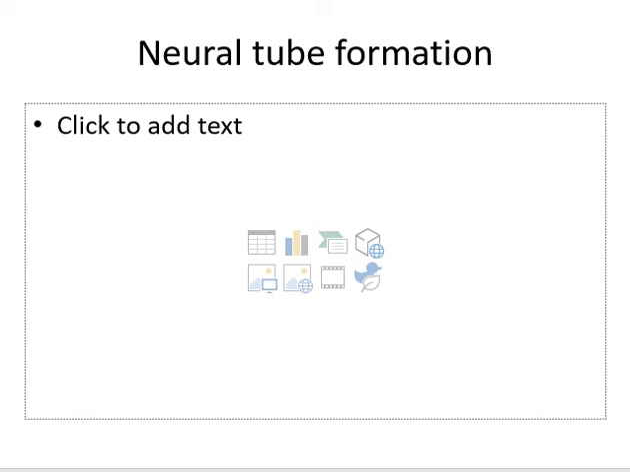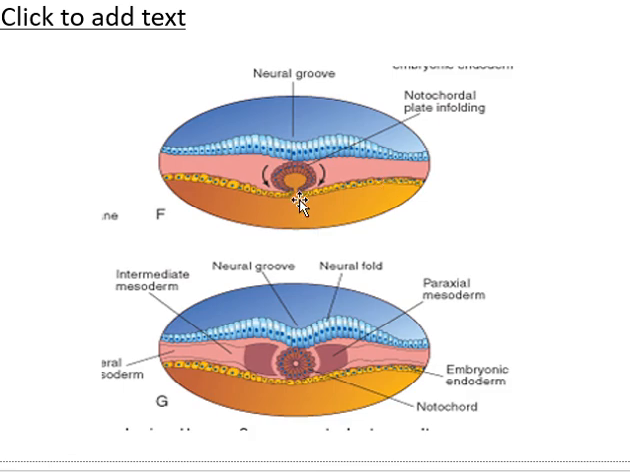So now we come to the neural tube formation. This is the notochord, which we know is the inducer for the overlying ectoderm to form the neural tube. It will induce the ectoderm so that it will be thickened. This will thicken and proliferate.